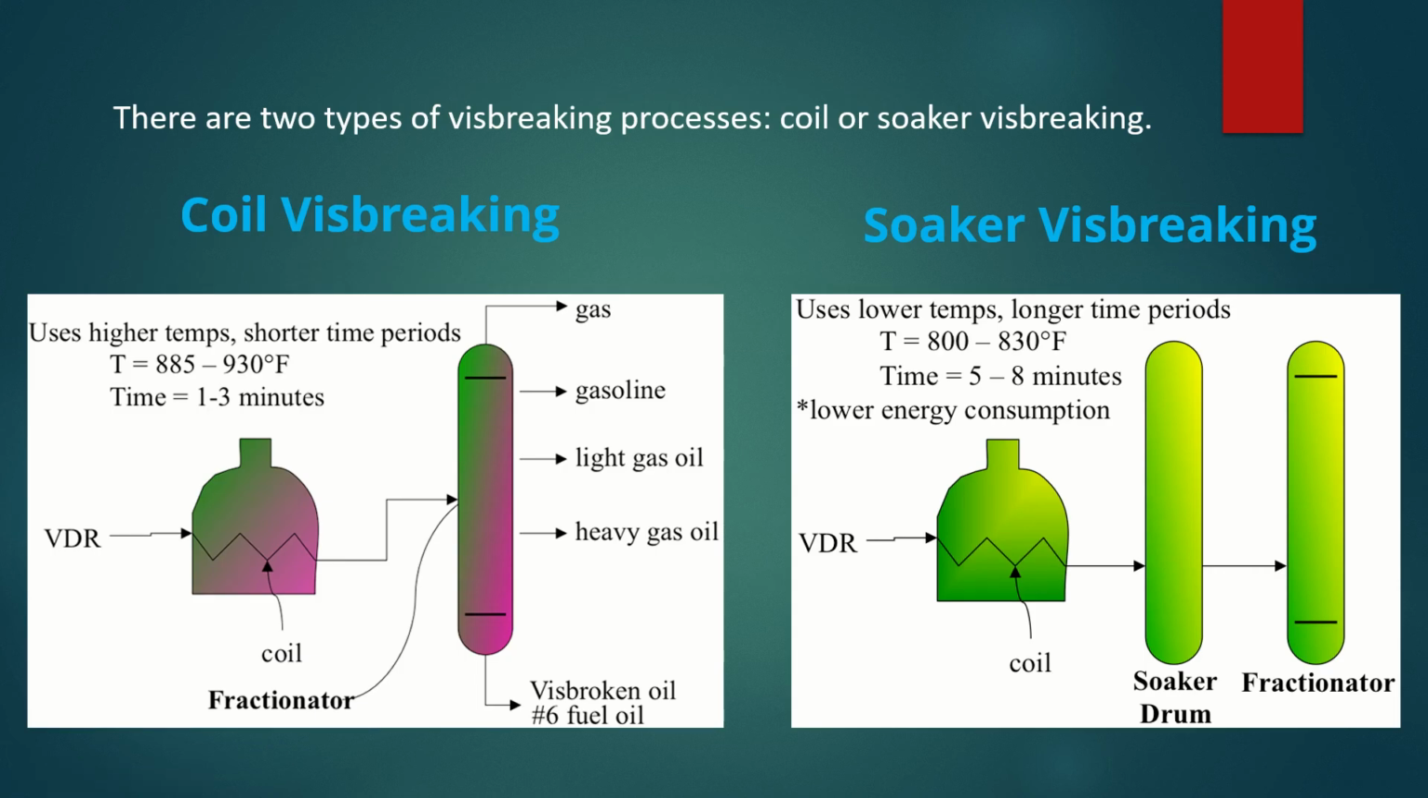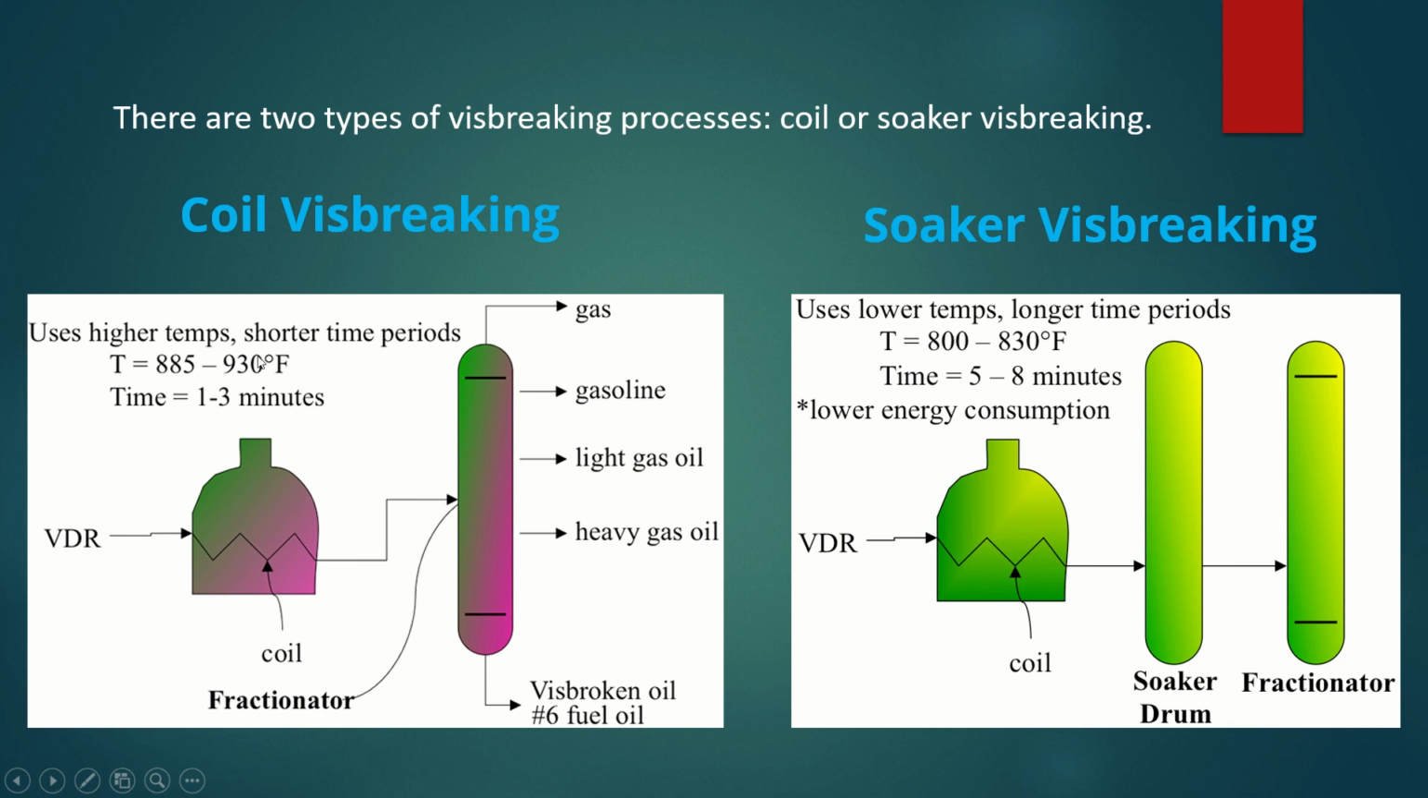Now, the types of visbreaking process. There are two types of visbreaking process. First one is the coil visbreaking, and other one is the soaker visbreaking, and the flow sheets of both of them are shown. Both of them consist of coils. The only difference is that it contains a soaker drum.